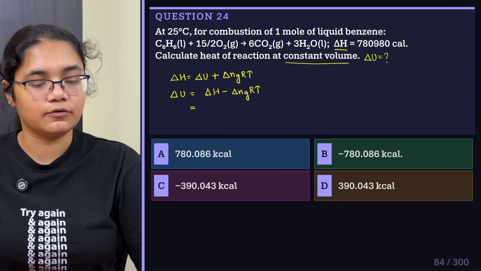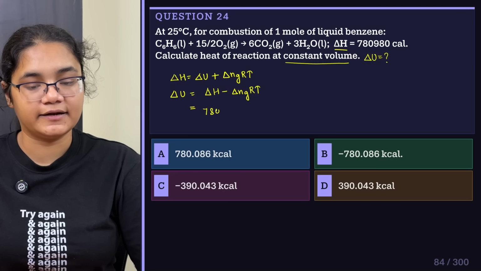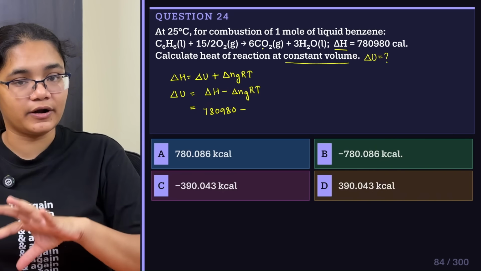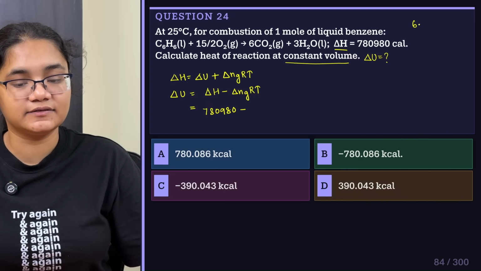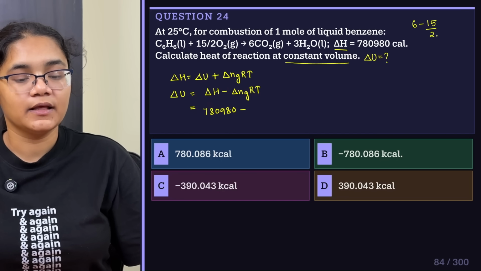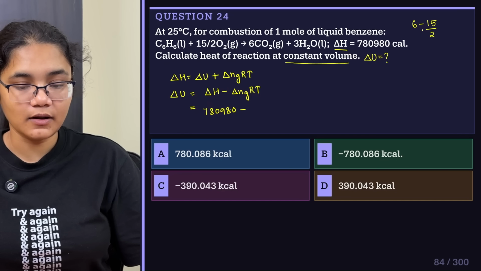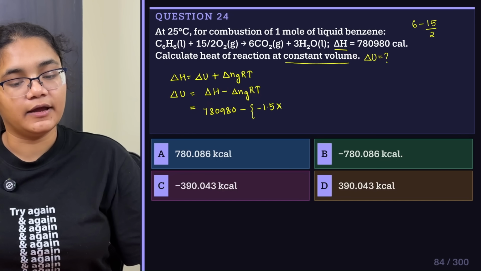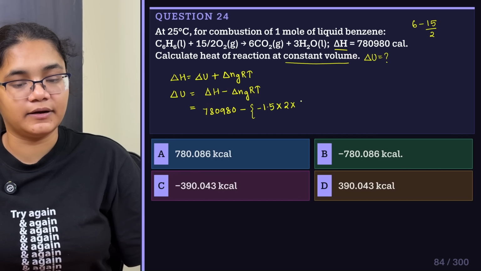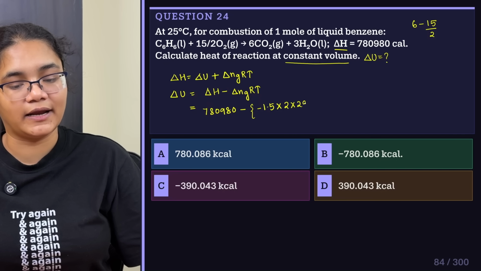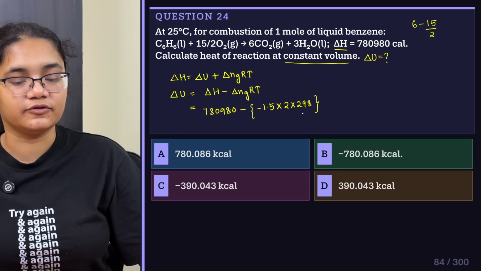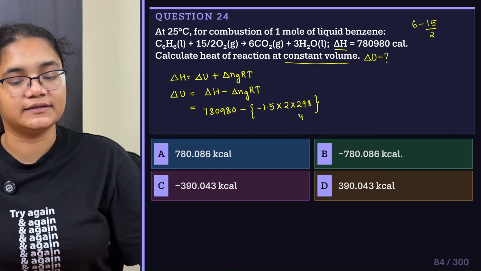Now what will be the value of delta H? It is 780980 minus delta Ng, meaning gaseous products minus gaseous reactants, so that is 6 minus 15 by 2, which will give me minus 1.5. So minus 1.5 into R value of 2 and the temperature here is 25, so 298 Kelvin. This one will be giving me 3 into this, so 3 4s are 12, 3 9s are 27, 28, 29, 3 2s are 6, 7, 8.